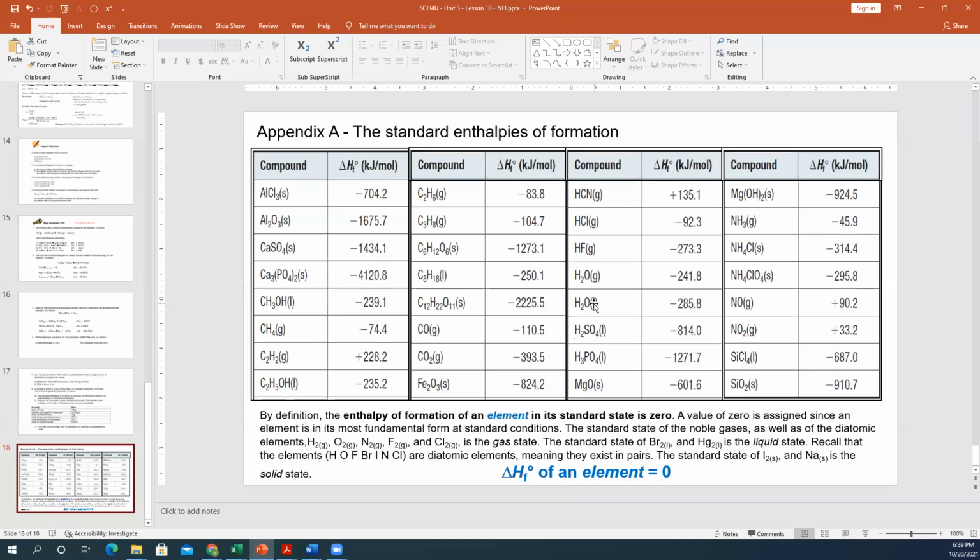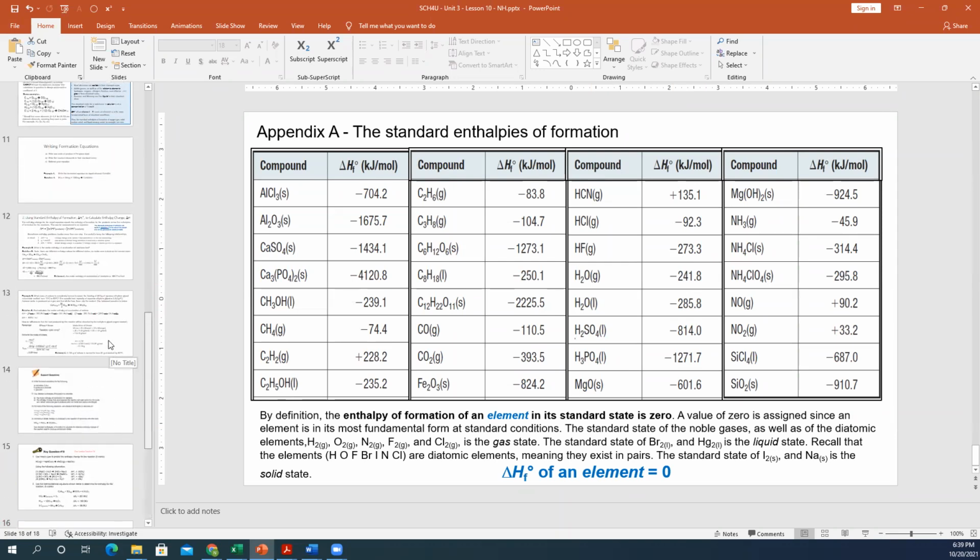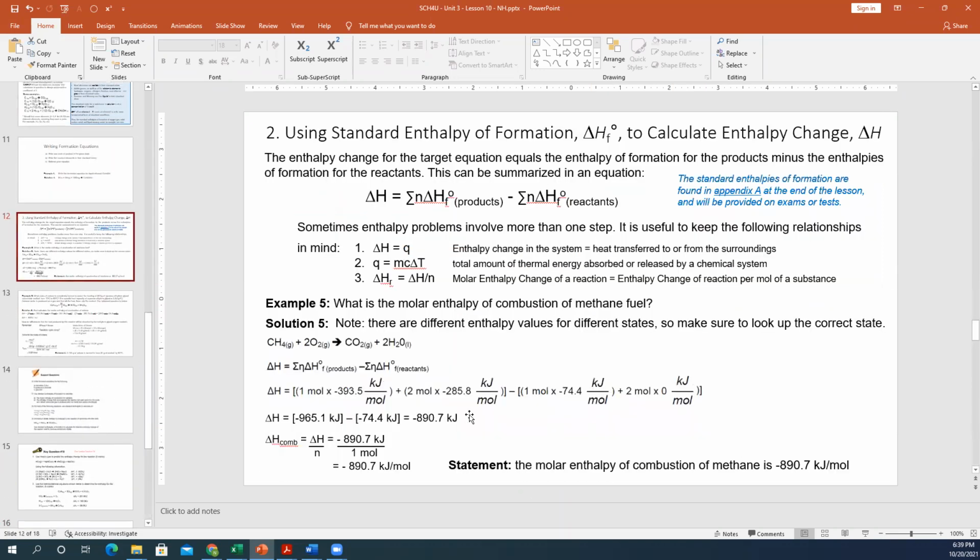So looking back at the question, because we had H2O liquid, I made sure to take the value for H2O liquid. If I had H2O gas, I have to make sure to take the value for H2O gas. So you have to pay careful attention to these things, okay? Let's go back to our example. Yeah, so that 285.8 was for liquid H2O.